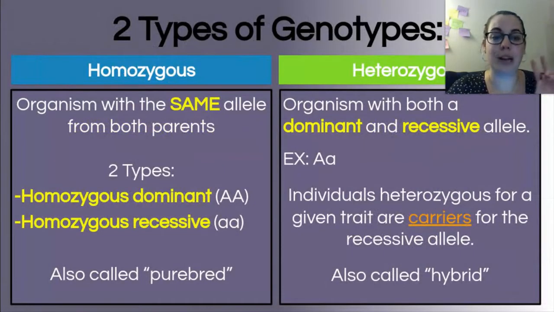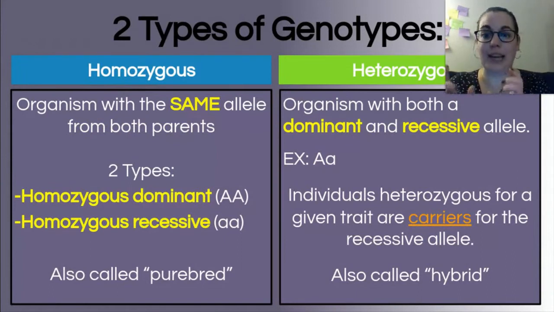We have 2 types of genotypes. We have homozygous. Homozygous, homo meaning the same, means that they have the same allele from both parents. So they could be homozygous dominant, two capital A's, or homozygous recessive, two lowercase a's. In homozygous, they have the same letters because they're inheriting the same allele from both parents. This is also called purebred.